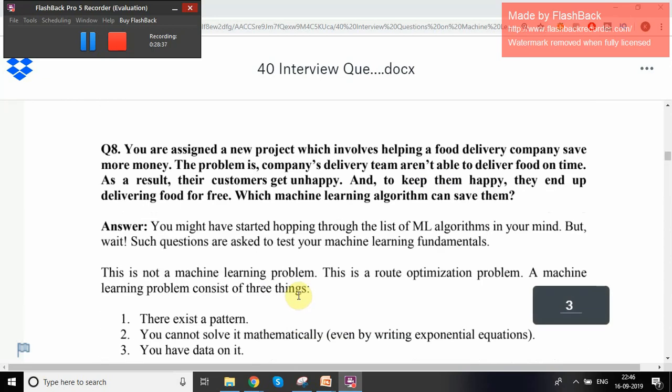You are assigned a new project which involves helping a food delivery company save more money. The problem is that the company's delivery team isn't able to make deliveries on time. As a result, their customers are getting unhappy. To keep them happy, they end up delivering food for free. Which machine learning algorithm can save them? Okay, nice question. Delivering food for free. Okay.